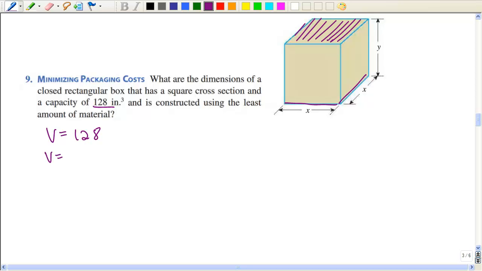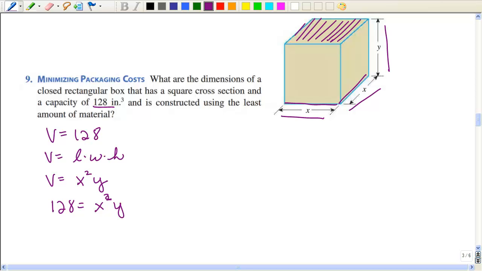I also know that volume is length times width times height. So let's see what I have. I have length times width times height, so that's going to be x squared times y, and that's 128. So that's one bit of information that I have. But it asked about constructing with the least material. That would be the outside, all the sides of the box. That's known as surface area.